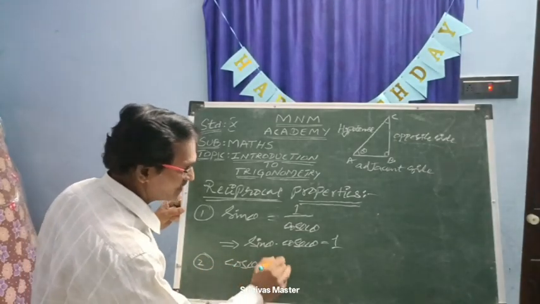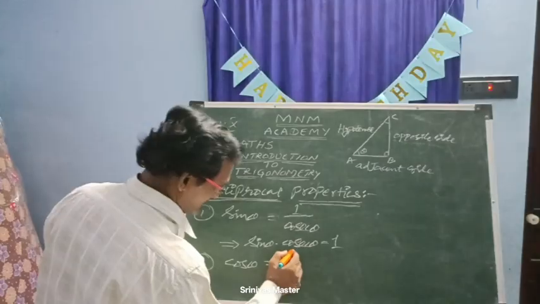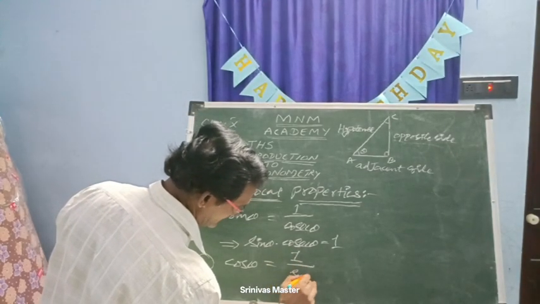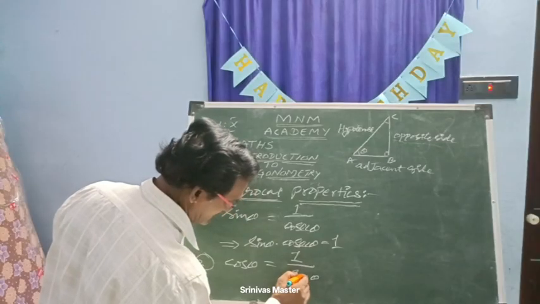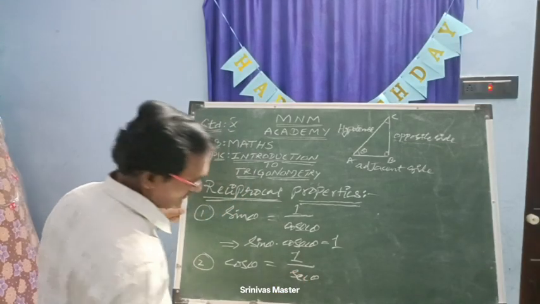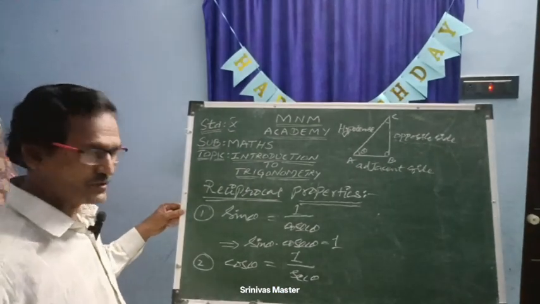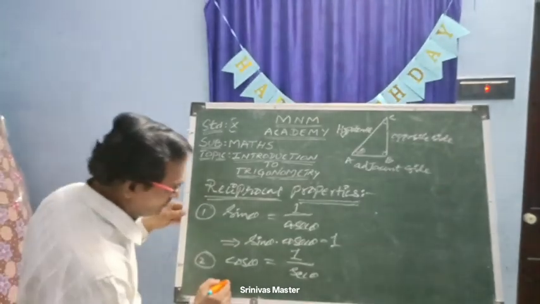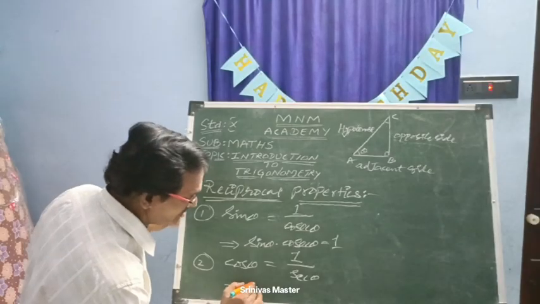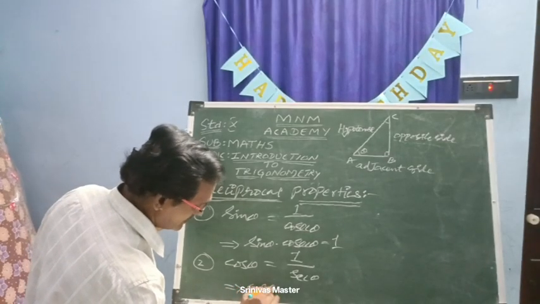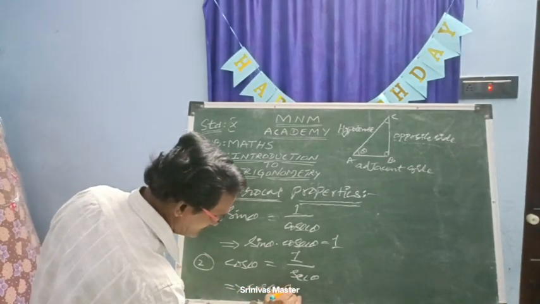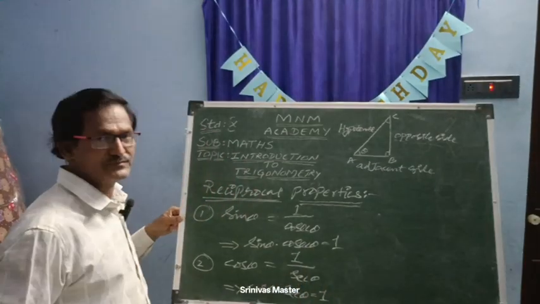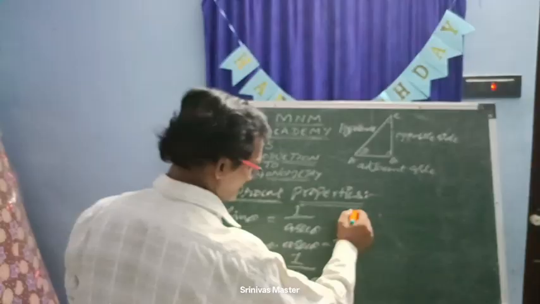Cos theta is the reciprocal of sec theta. That means 1 by sec theta. Then cos is the reciprocal of sec, which means sec is the reciprocal of cos. See, by using this cross multiplication, we can say that cos theta into sec theta equal to how much, children? 1.